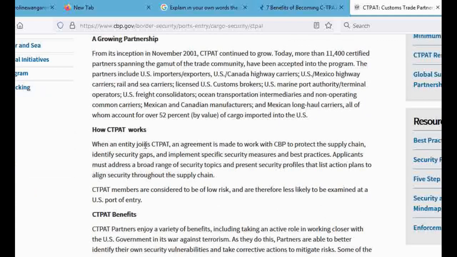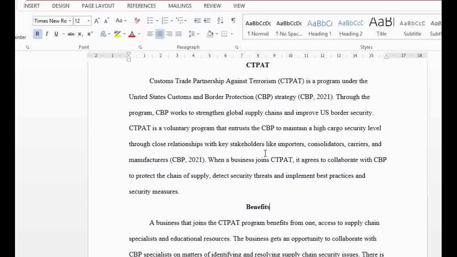When an entity joins CTPAT, an agreement is made. So I also included that. So when a business joins CTPAT, it agrees to collaborate with CBP to protect the chain of supply, detect security threats, and implement best practices in security measures. So now that we know what CTPAT is, now we can go to the benefits.